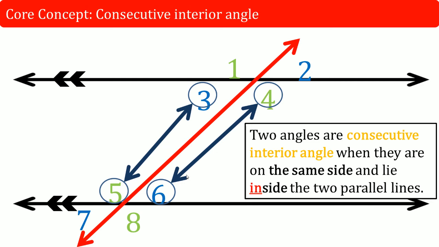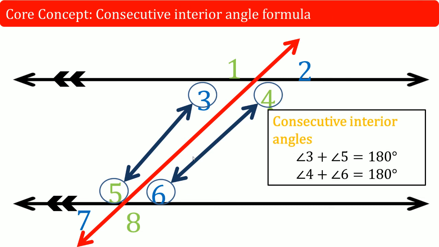So we said two angles are consecutive interior angles when they're on the same side and lie on the inside of the parallel lines. And again, they are opposite colors. So we would say that they add up to 180 degrees. So 3 and 5 add up to 180, and 4 and 6 add up to 180. It's only consecutive interior angles that add up to 180 degrees.